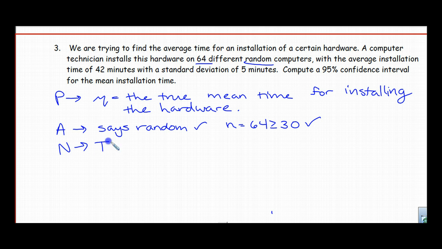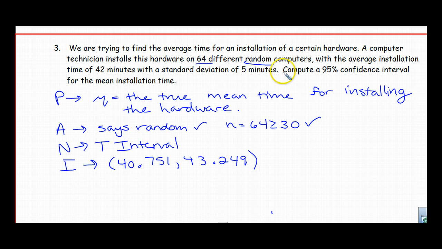Our test was a T interval. So that was the name of the test that we were using. The actual interval we were doing was 40.751 to 43.249. We're keeping in mind that this is in minutes, right? This is how long it takes.